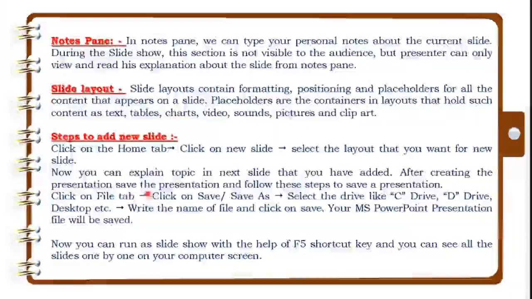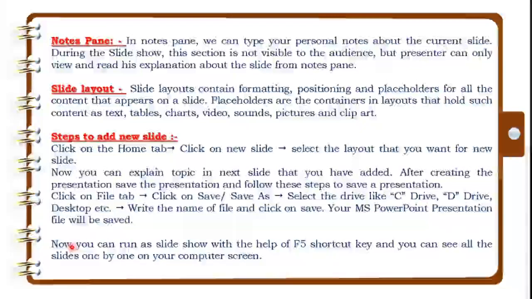Click on the File tab, then click on the Save or Save As option. You can choose any option, Save or Save As, and then select the drive like C drive, D drive, desktop, etc. Any one drive you have to select where you want to store the file. After selecting the drive, write the name of the file and click on Save, and you will see that the MS PowerPoint presentation file is saved.